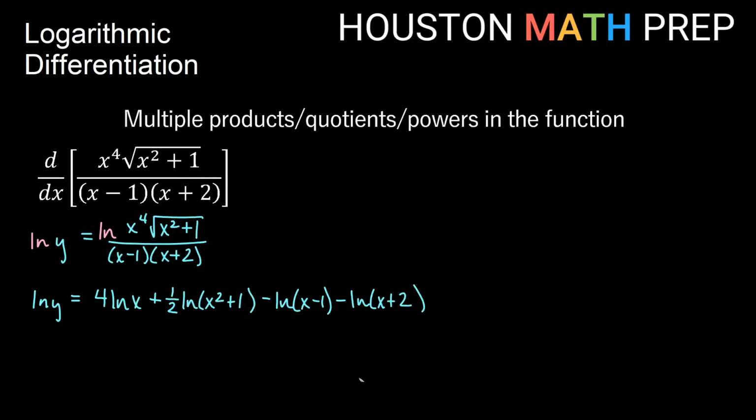Okay, so we have all of that. And now let's go ahead and from here just do our implicit derivative. So derivative of ln y, remember, is going to be 1 over y. Chain rule gives us times dy dx.